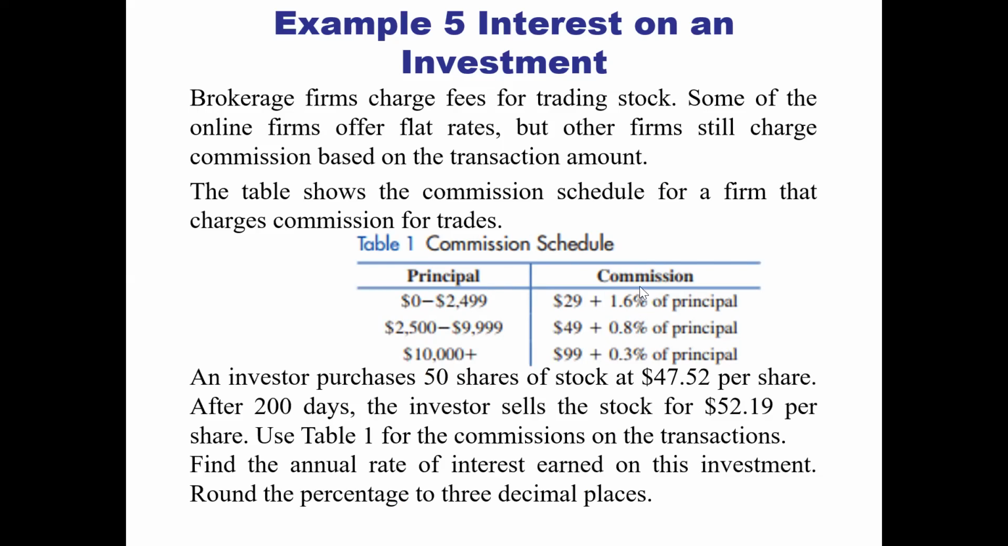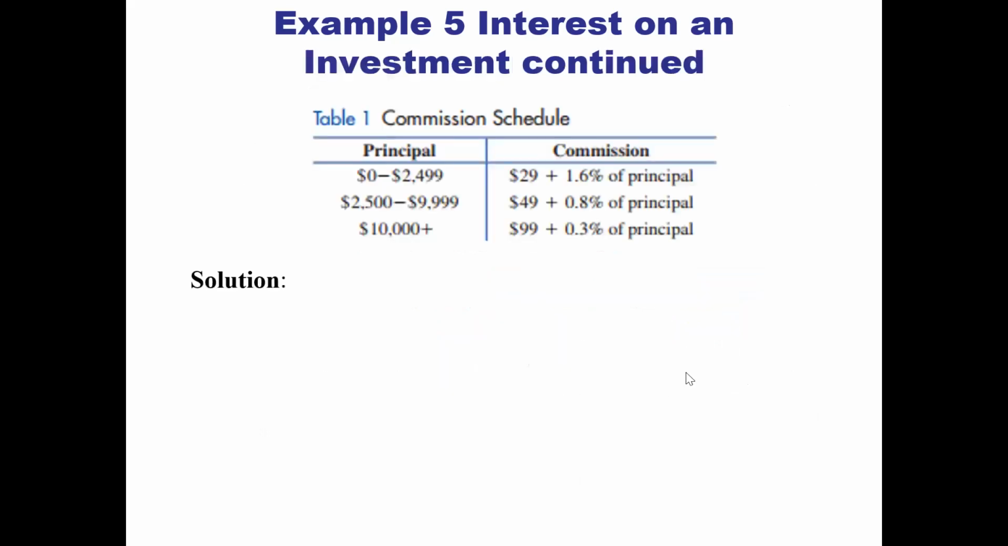Let's say we have an investor that purchases 50 shares of a stock at $47.52 per share. After 200 days, the investor sells the stock for $52.19 per share. Use table 1 for the commission on the transaction. Find the annual rate of interest earned on the investment and round the percentage to 3 decimal places. So let's go over here and figure out what all we have.